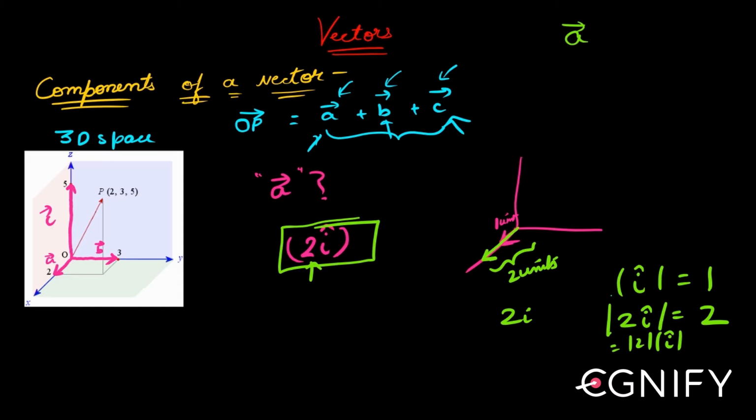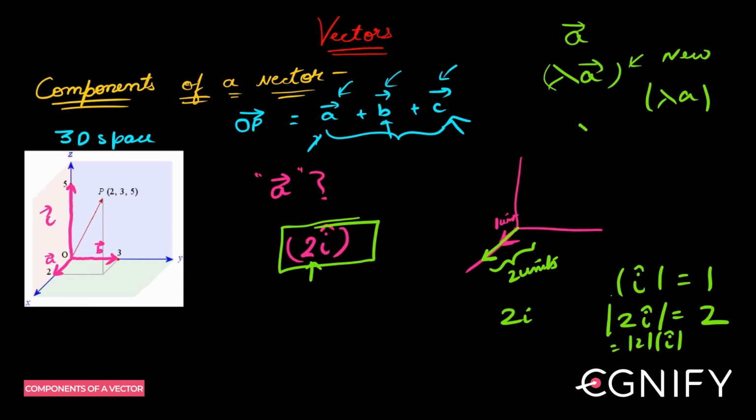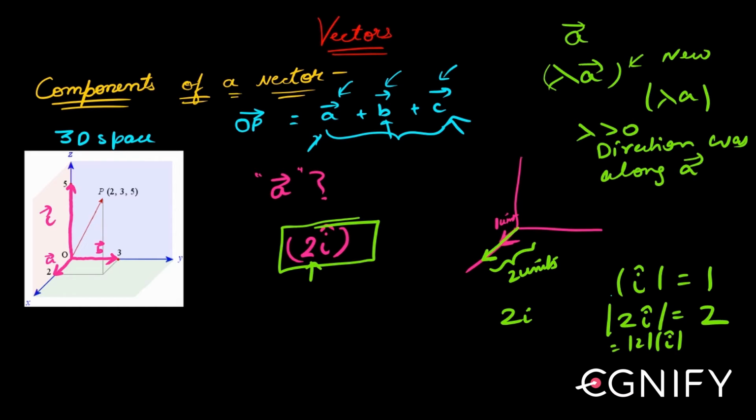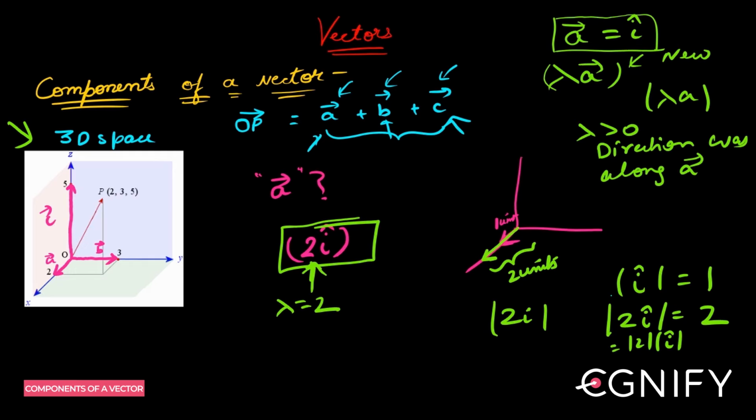I had a vector a bar and I studied lambda a bar. Lambda a bar was a new vector which had a magnitude lambda times mod a, isn't it? Now if your lambda was greater than 0, this new vector's direction was along a bar. What is my a bar here? My a bar here is i cap, and I am doing 2i cap, so my lambda is 2. What will be the magnitude? Mod 2i, which is 2. I have already shown. What will the direction of this 2i cap be?